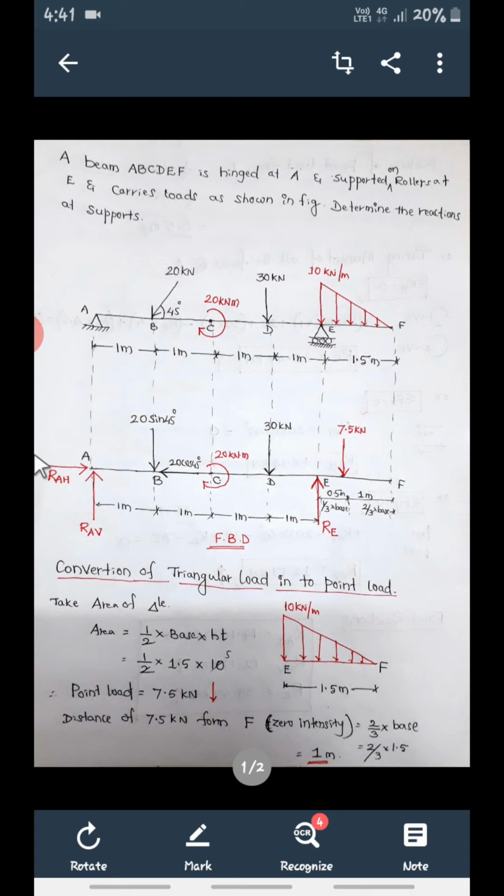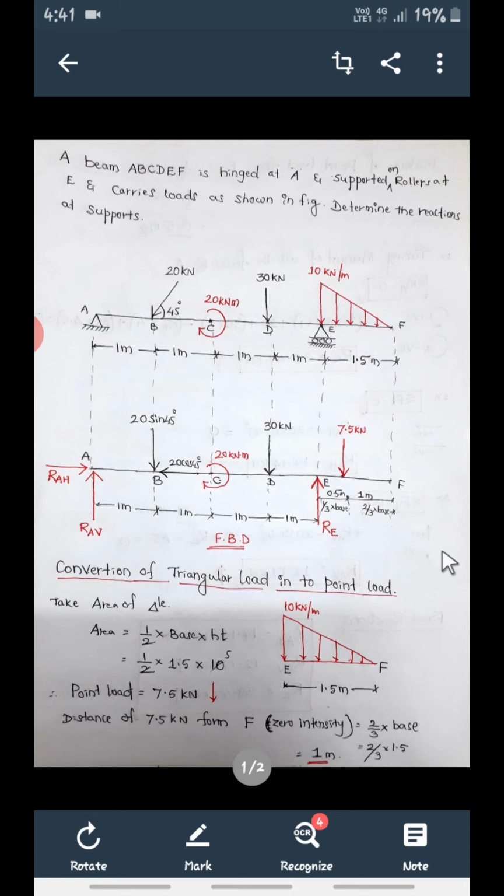Now this is the free body diagram. So two reactions, RAH, RAV, one reaction for the roller, that is RE, and remaining things, this is inclined load. So you have resolved this into horizontal and vertical. Then this moment you are going to show as it is. If it is clockwise, show clockwise. If it is anti-clockwise, show anti-clockwise. Then this is point load and this is triangular load converted into point load.